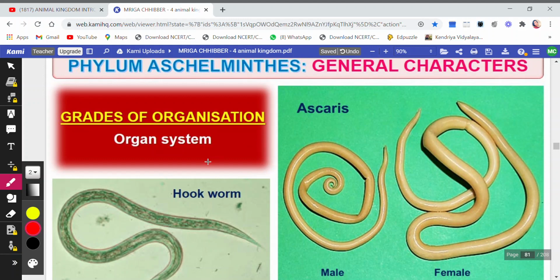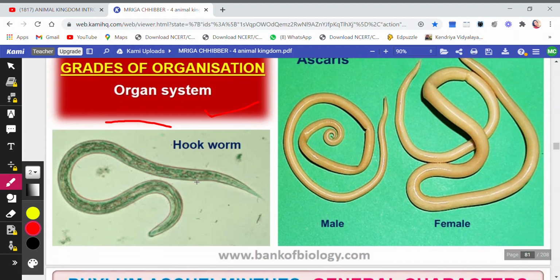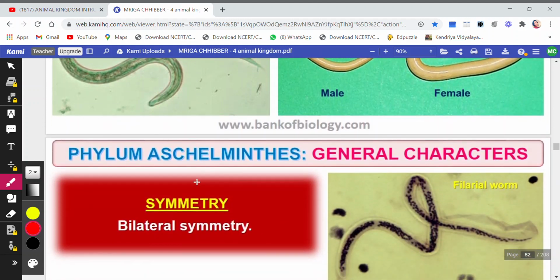So the grade of organization here is organ system. That means now the systems have been seen in the organisms related to this phylum. You see this is Ascaris. This is the male Ascaris and this is the female. To recognize male and female, the best thing is that in the male the tail part is a little bit curved. And this is a hookworm. All of them belong to this category of roundworms.